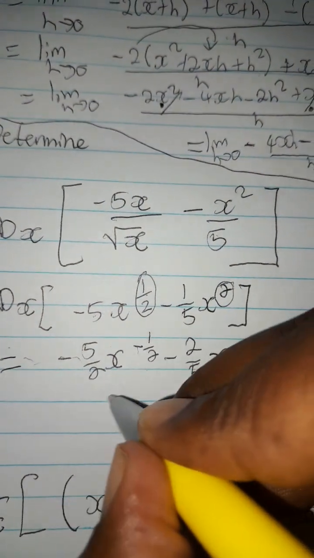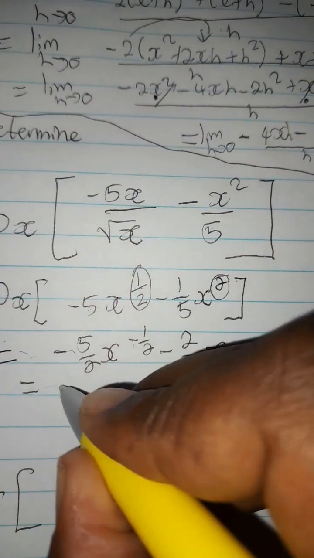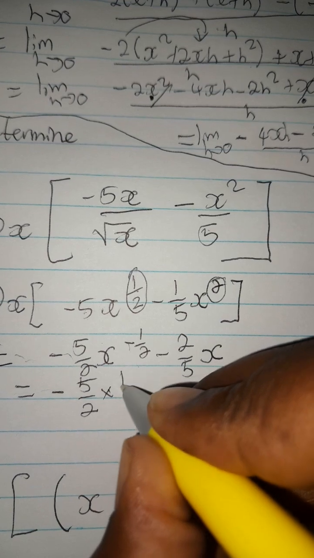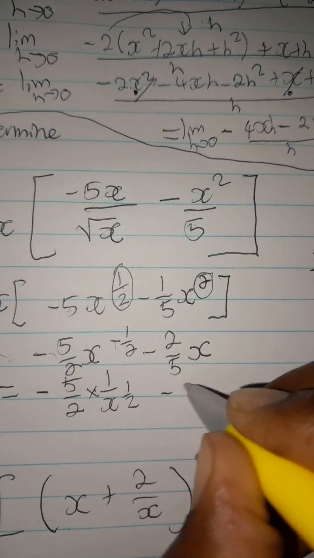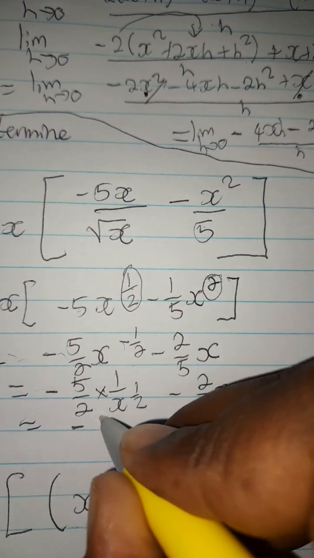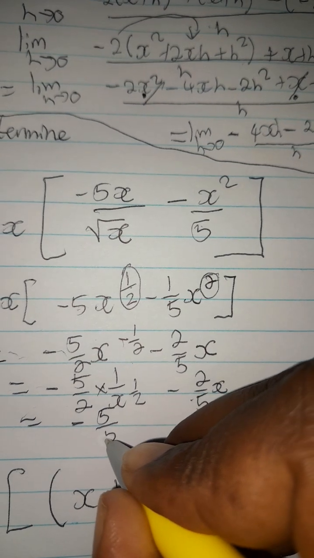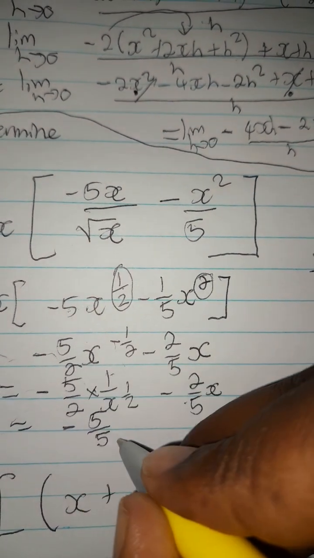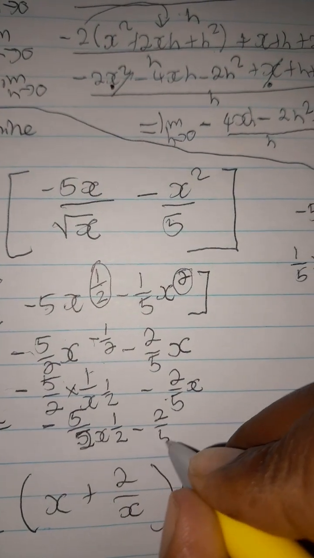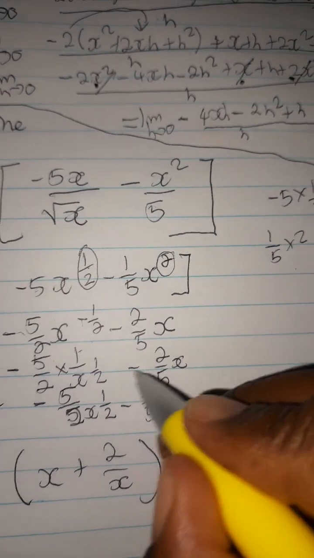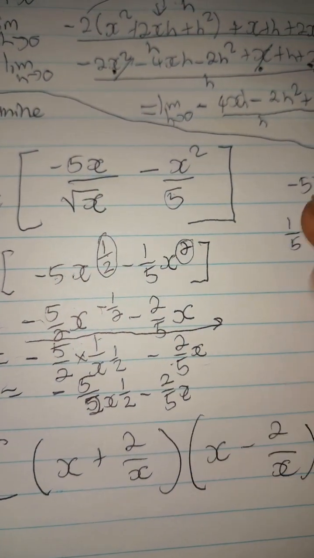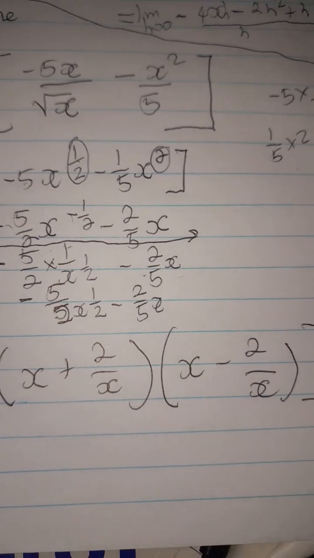So, yes, if we were to leave this in a positive exponent, we were supposed to be left with 5 all over 2 times 1 all over x to the half. Remember, we have 2 all over 5x here. So if we were to continue, we are left with negative 5 all over 2x to the half, minus 2 all over 5x. Because it's 3 marks, we can end here. I was just doing this for enrichment.